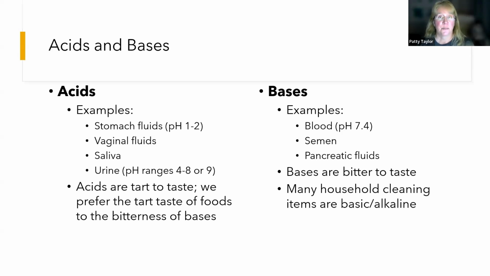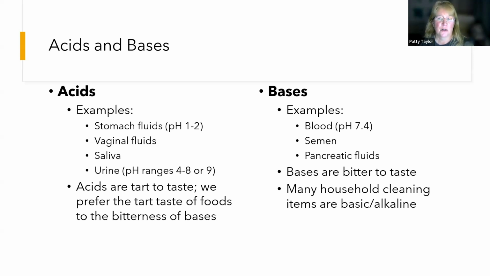All right, now let's talk about bases. So in the human body, we're looking at blood with a pH of around 7.4, semen or pancreatic fluids. We're really going to focus in on blood because that is an important one for us to maintain. It needs to be close to 7.4 for us to be able to survive.